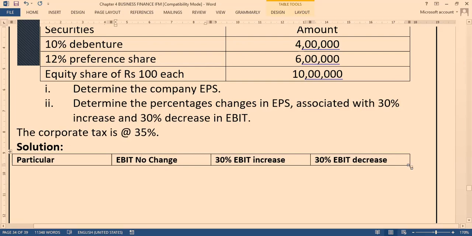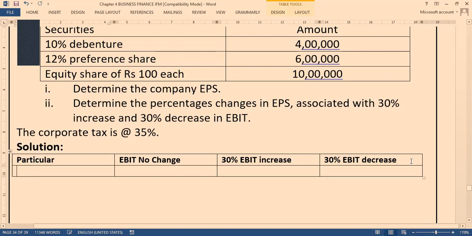Okay. With the help of this information, we have to identify what we have to follow. The first important figure we have to focus on is EBIT. In the question, they clearly mention the EBIT is 4,80,000. Again, here we have to increase or decrease. You have to be very cautious while solving this problem. If you make a small mistake here, it will be a big problem.